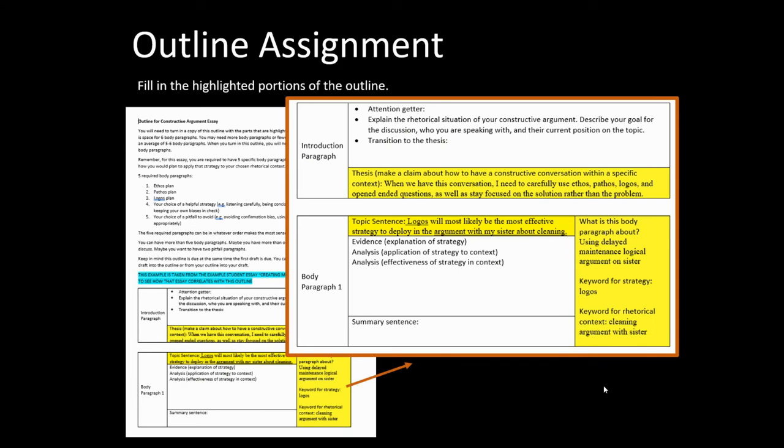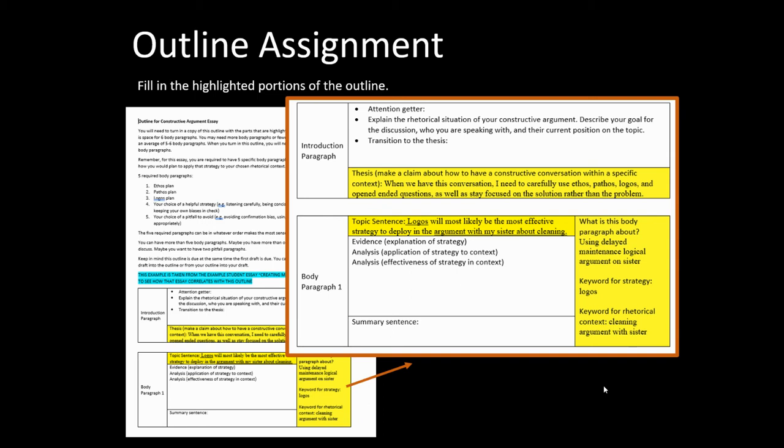All right, so what does it look like when it's filled out? I use the essay Creating Miss Clean to fill out this outline. And the thesis is, when we have this conversation, I need to carefully use ethos, pathos, logos, and open-ended questions, as well as stay focused on the solution rather than the problem. So in that thesis, we have basically all 5 body paragraph topics lined out in it. And when we have this conversation, that is a reference to what came right before, which is introducing the argument to have with the sister about cleaning.